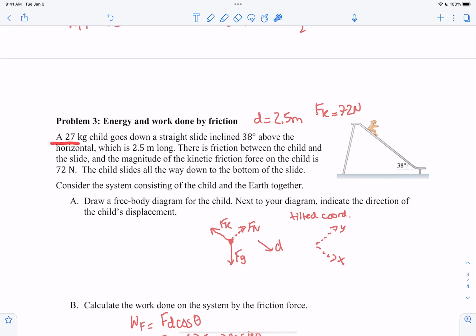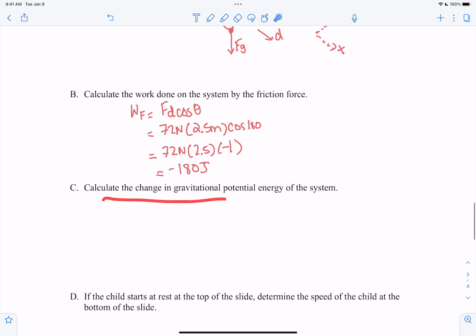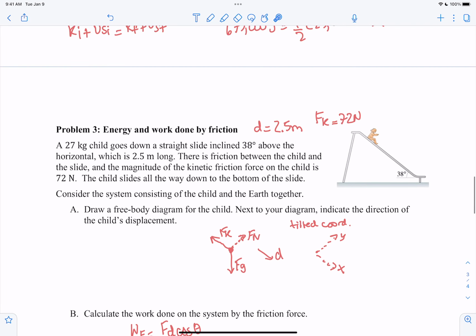Let me read it again. So a 27 kilogram child goes down a straight slide, incline 38 degrees above the horizontal. No, I think they're referring to the length of the slide here, not the height. Because otherwise, even for part C and for part D, they want you to figure out gravitational potential energy, and you don't have a height there.